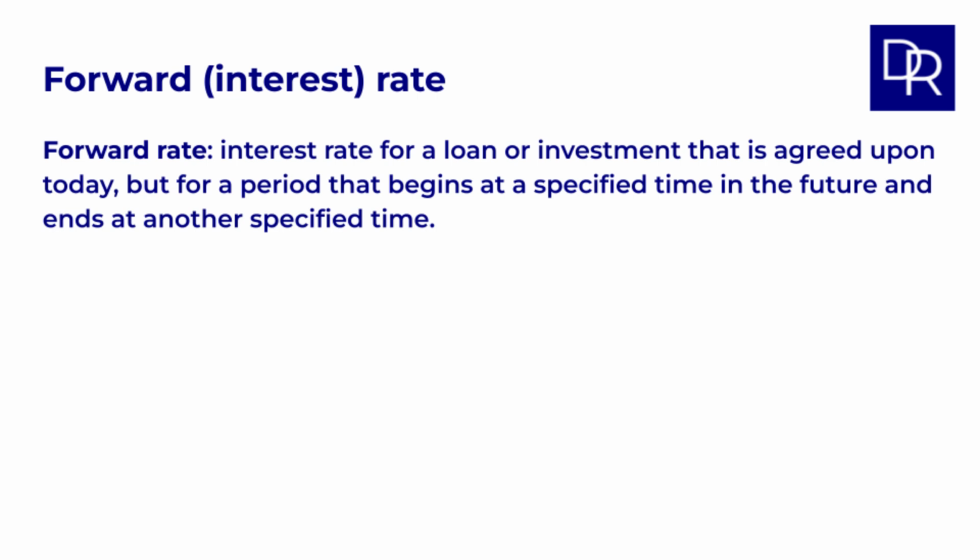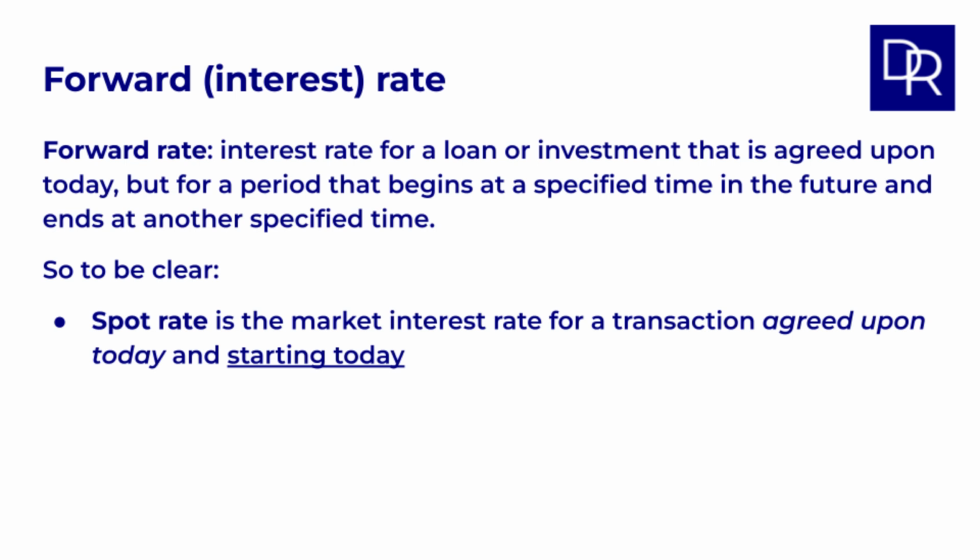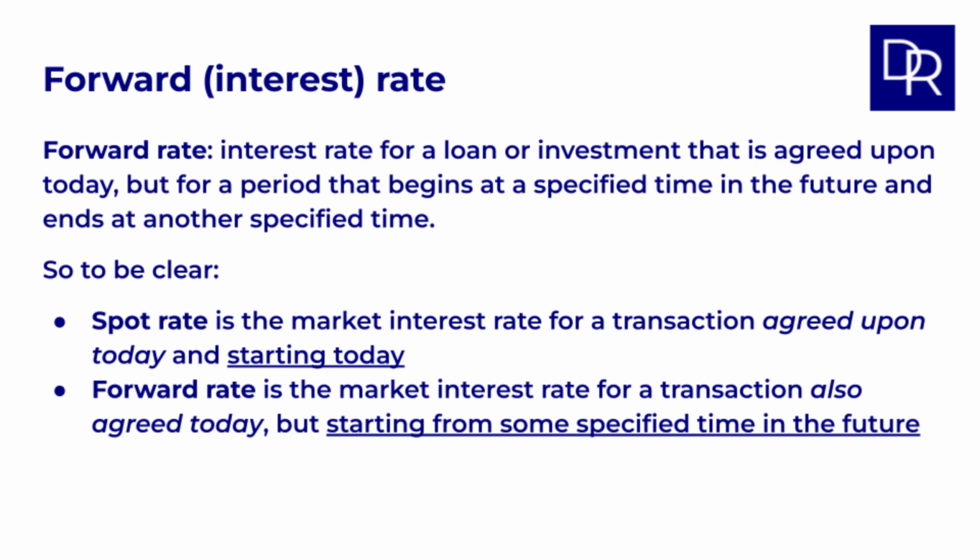So, what exactly is a forward interest rate, or simply forward rate, in the context of financial markets? Simply put, it's an interest rate for a loan or investment that is agreed upon today, but for a period that begins at a specified time in the future and ends at another specified time. So to be clear, a spot rate is the market interest rate for a transaction agreed upon today and starting today.